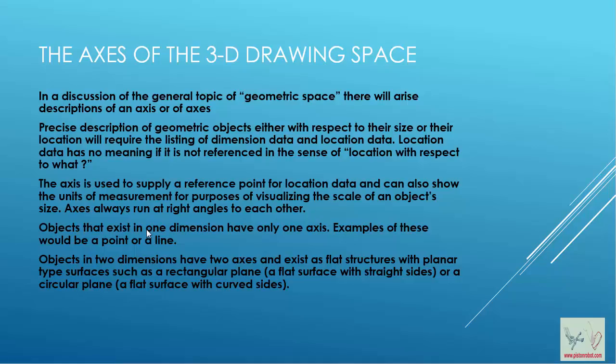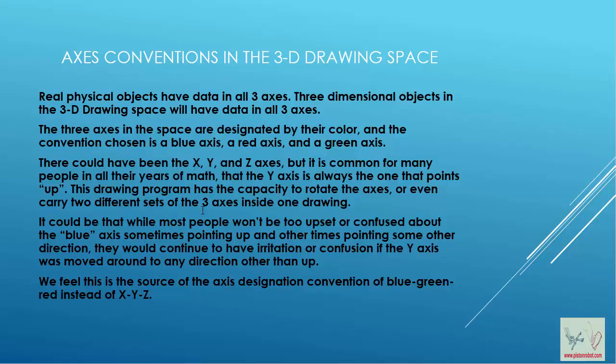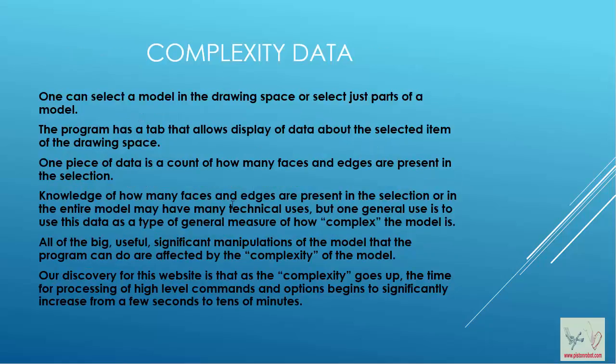So we've gone through where SketchUp gets its axes from and why it uses the conventions that it uses. This is the discussion of why they use blue, green, and red instead of X, Y, and Z. If you look at drawings inside of SketchUp, SketchUp has the capacity to keep up with how many different surfaces and angles are inside the drawing. And it gives us, in essence, complexity data.